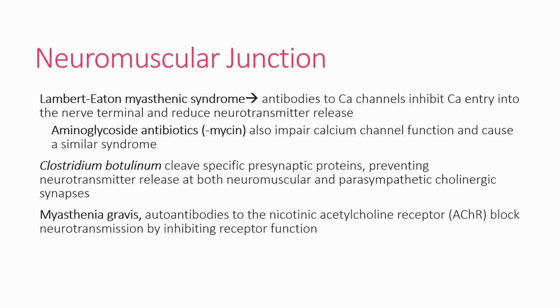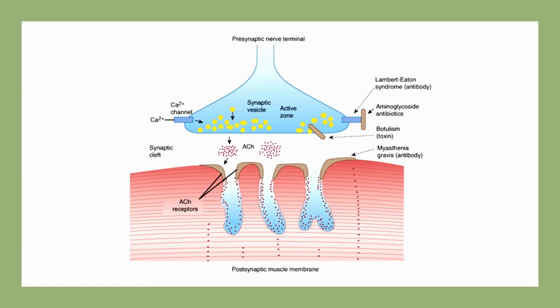The end result is the same, the muscle's not going to work. But the underlying cause is what's important, what caused that to happen. So here's a good slide that shows your Lambert-Eaton antibody and your aminoglycosides. They're going to attack the calcium channels. Here's our Botox, which binds up here and prevents the release of all those neurotransmitters. And then we have our myasthenia gravis, which occupies the receptors to prevent acetylcholine from binding. All three result in no muscle stimulation, no muscle movement.